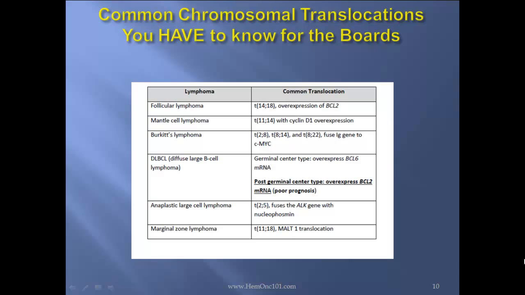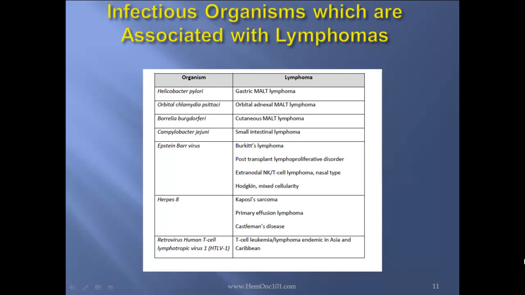Anaplastic large cell lymphoma, translocation 2;5, fuses the ALK gene with nucleophosmin. Marginal zone lymphoma, translocation 11;18, MALT1 translocation. The infectious organisms which are associated with lymphomas include H.